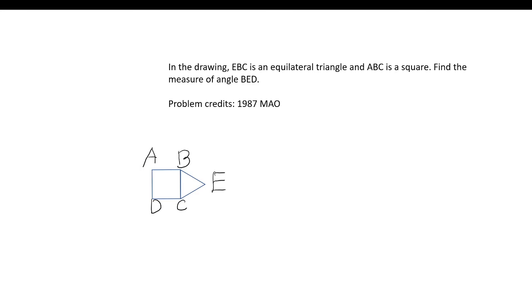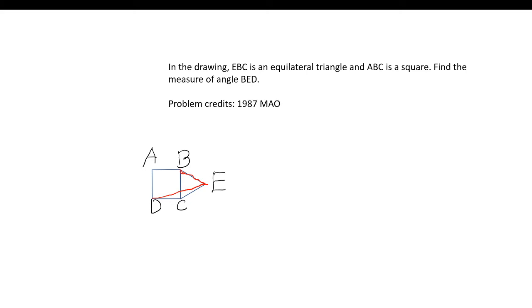Old problem, but it's an interesting problem because you don't really have an obvious way in. Angle BED starts over at B and goes down to E, and then it goes like this. So that's really angle BED, what we're looking for. We don't really have a good way to find BED right off the bat.